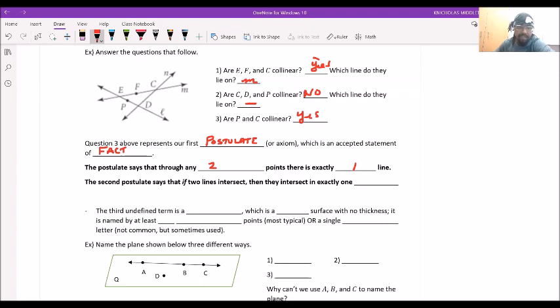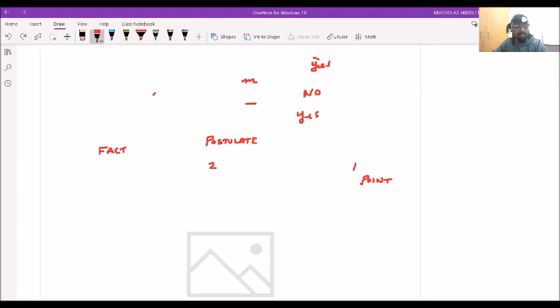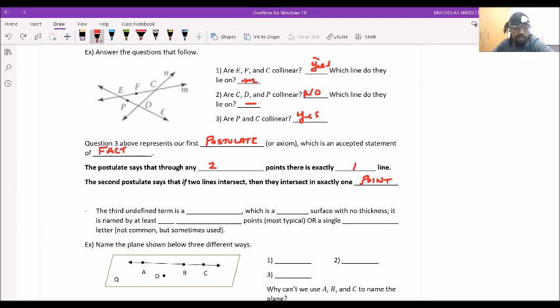The second postulate says if 2 lines intersect, they intersect in exactly 1 point. We also made use of that as we looked at the location where line N and M met. We saw point C. So we talked about points, we talked about lines, and now our third undefined term is plane. A plane is a 2-dimensional surface with no thickness.